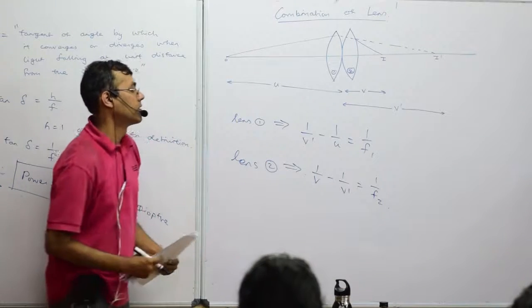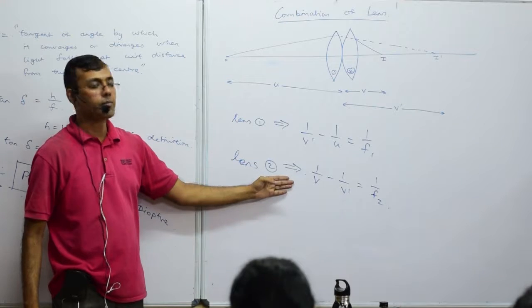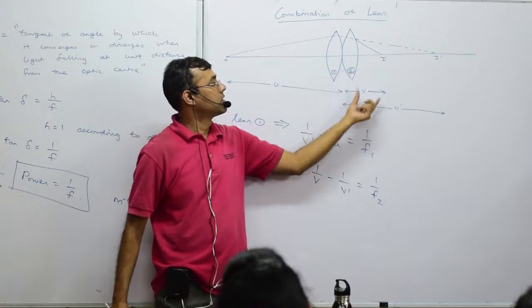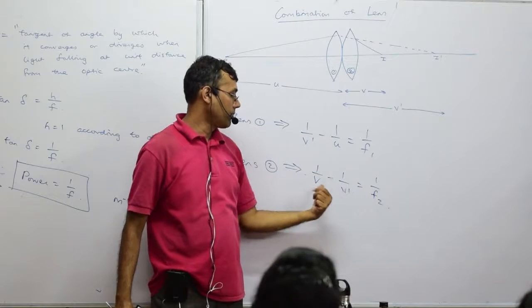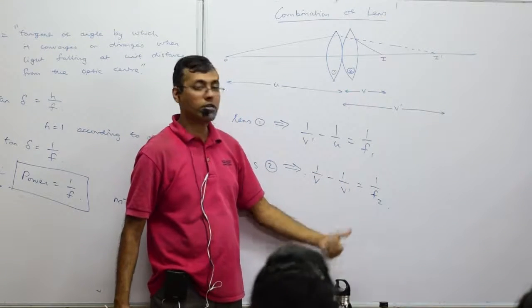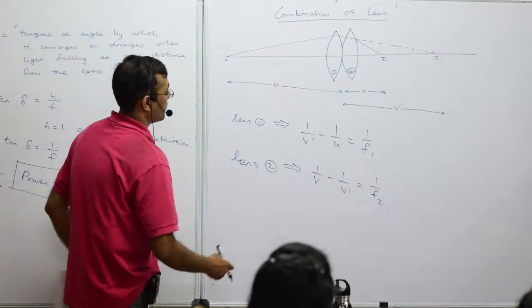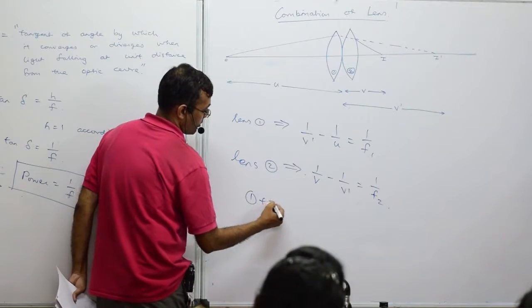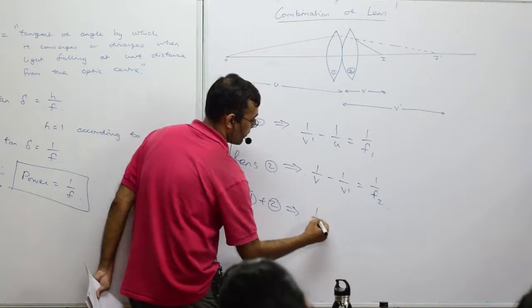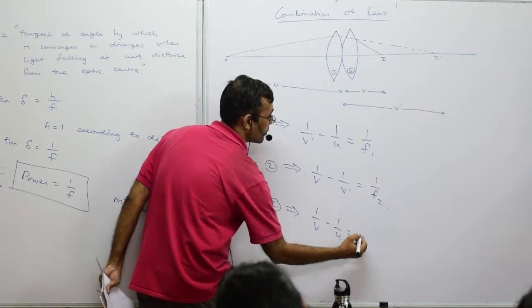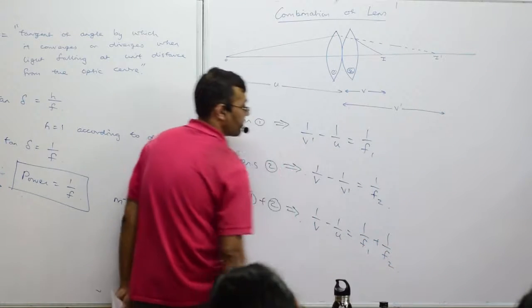Any doubts here? I think everyone can understand this. Anybody having any difficulty here? The final image is at V, but the virtual object is at V dash. So 1 by V minus 1 by U, instead of U it is V dash. Okay. Any doubt? After this, simply do 1 plus 2. So what happens? This and this cancel, so I will get 1 by V minus 1 by U is equal to 1 by F1 plus 1 by F2.